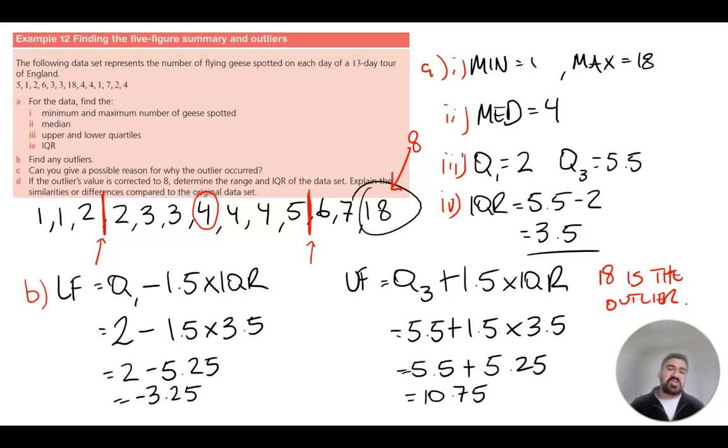Similarities or differences. Similarities, everything is the same. Differences, 8 is not considered an outlier.